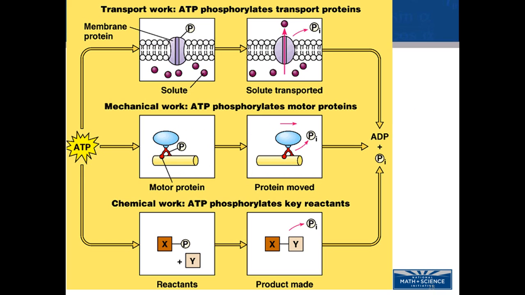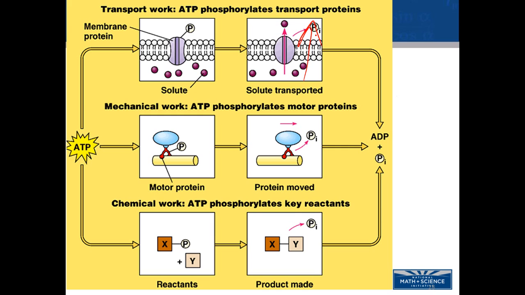Here are some examples of how ATP is used in the cell. The first one is in active transport. You have a protein in a membrane, and when you phosphorylate that protein, it has the ability to take molecules and move them across the membrane. Quite often, it will go against a concentration gradient, kind of like putting perfume back into the bottle after you've sprayed it. It goes against the concentration gradient.